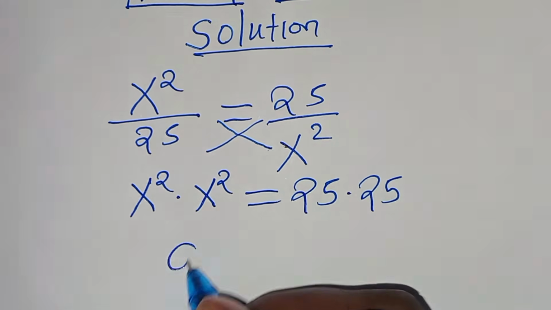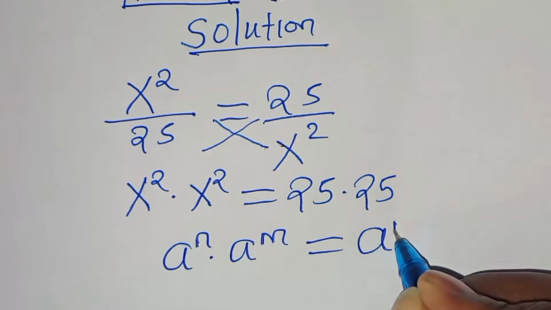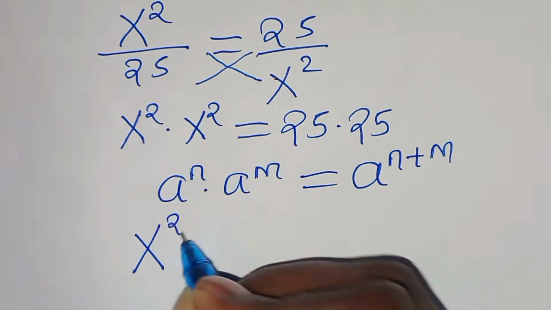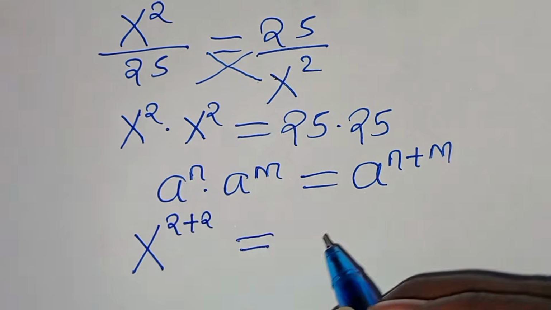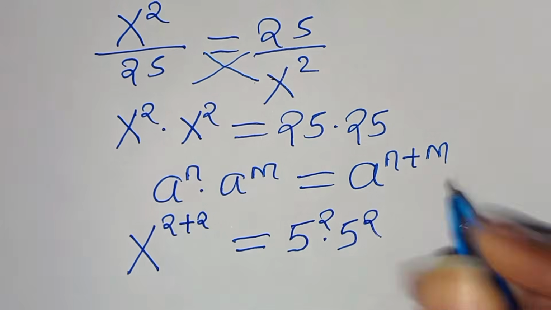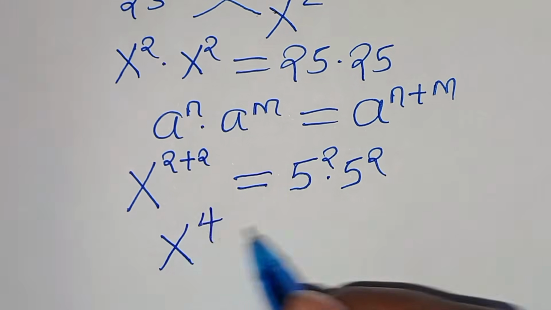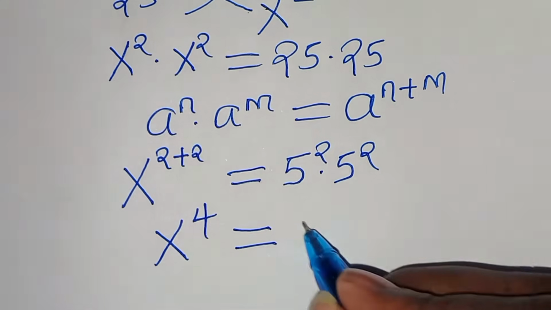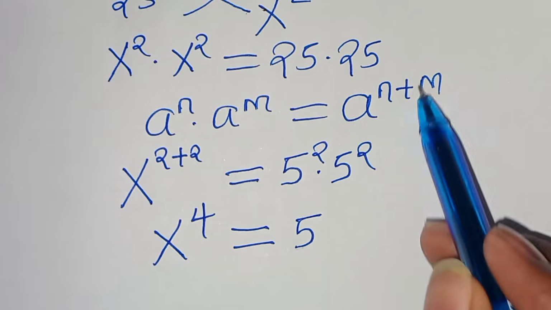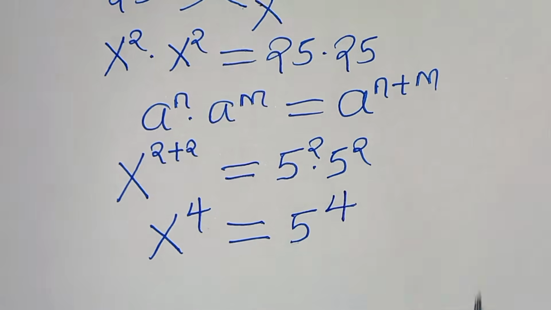So x to the power of 2 times x to the power of 2 is in the form of a to the power of n multiplied by a to the power of m, which we can express as a to the power of n plus m. So we have x to the power of 2 plus 2, which is x to the power of 4. This is equal to 25, which can be expressed as 5 to the power of 2 times 5 to the power of 2, which is in the same form, so we can transform it to a to the power of n plus m. So this is 5 to the power of 4.